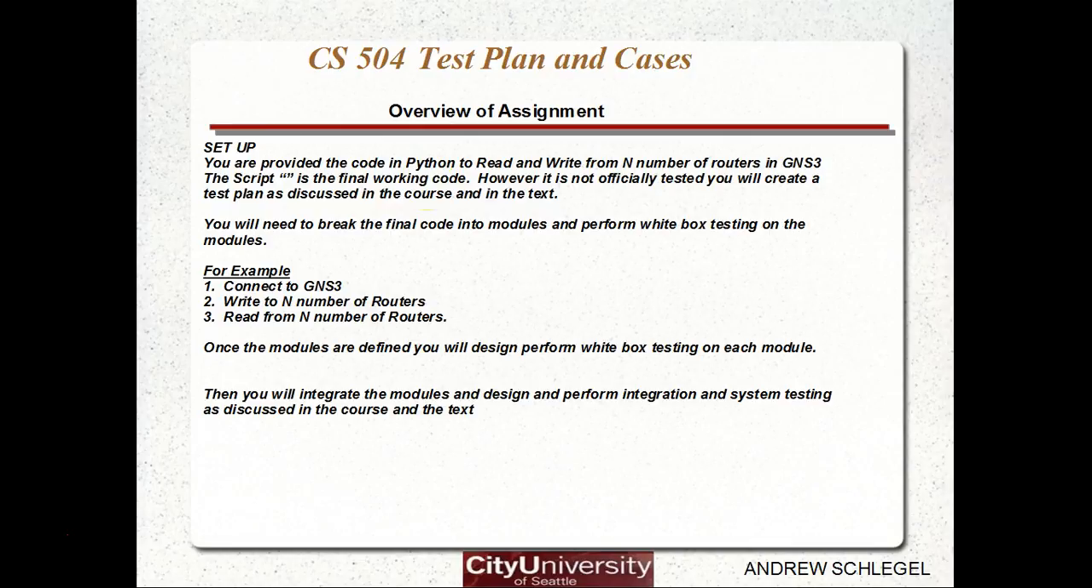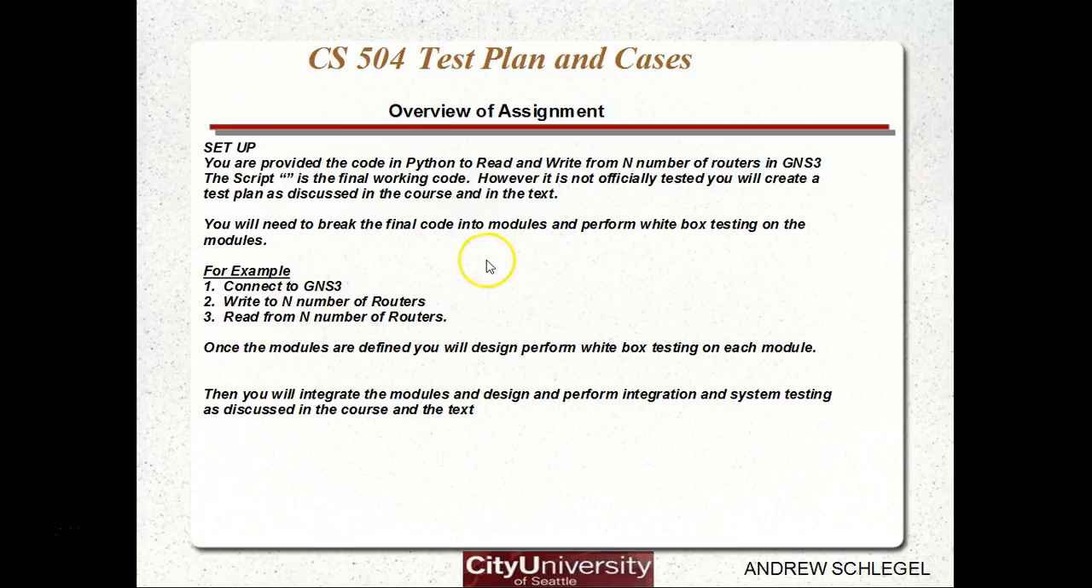The script that I'm providing you, which will be 2000, is the final working code. However, it is not officially tested, and that's what you're going to do. You're going to create a test plan as discussed in the course and text and test it. So you'll need to break the final code into modules, okay? So right now I have the whole code in one script, which makes sense because it's just really small blocks. You don't necessarily need to pull it out into different functions or scripts. Well, you may have to test it, but in the end, it'll be back into one script, and that'll be your integration. So I'm giving you the integrated solution.